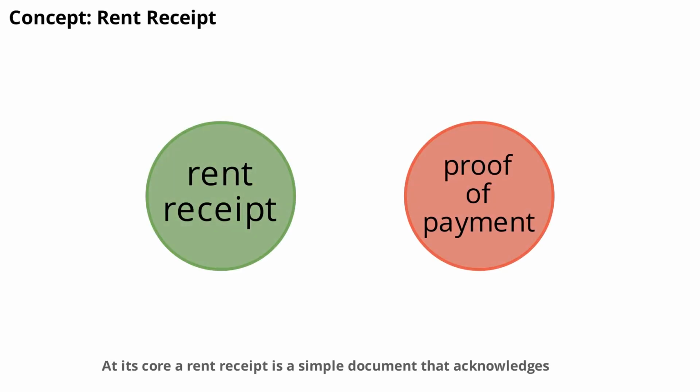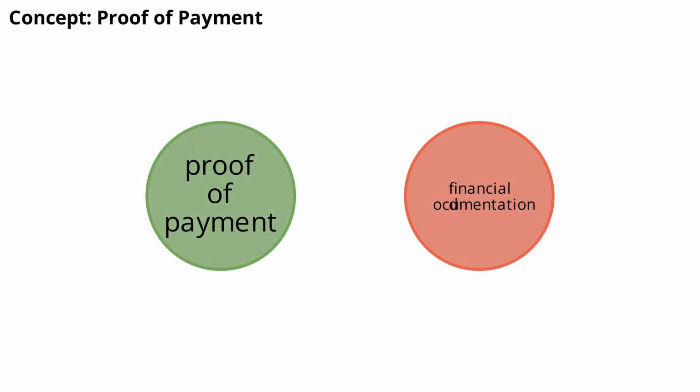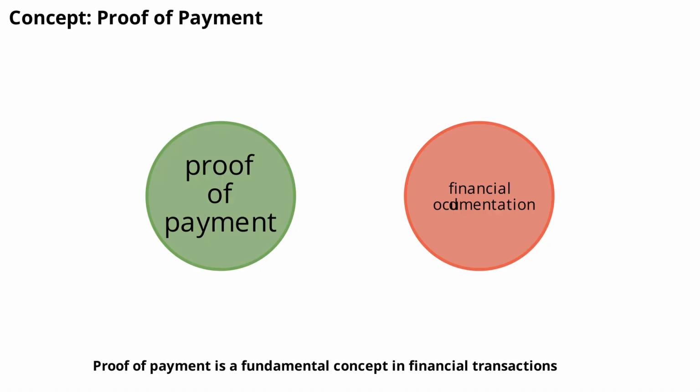At its core, a rent receipt is a simple document that acknowledges payment of rent from a tenant to a landlord. It acts as proof of the transaction and helps both parties keep accurate records. Whether in paper or digital form, rent receipts are an essential part of the rental process, providing security and transparency for everyone involved.